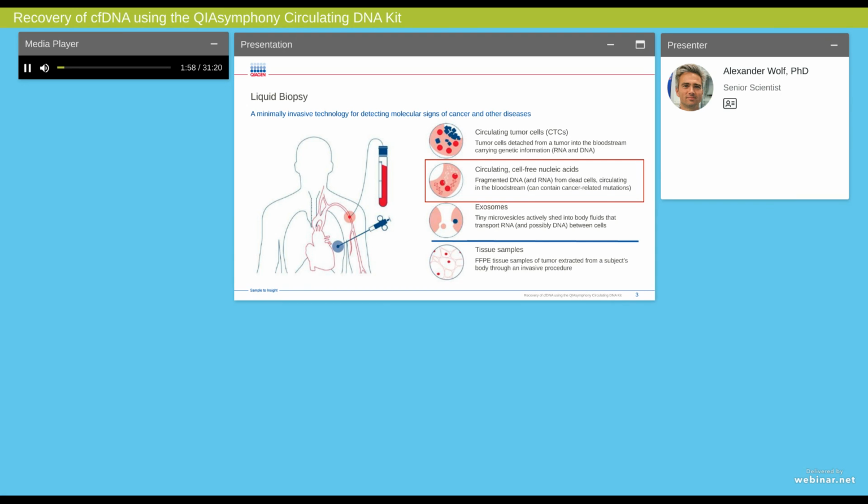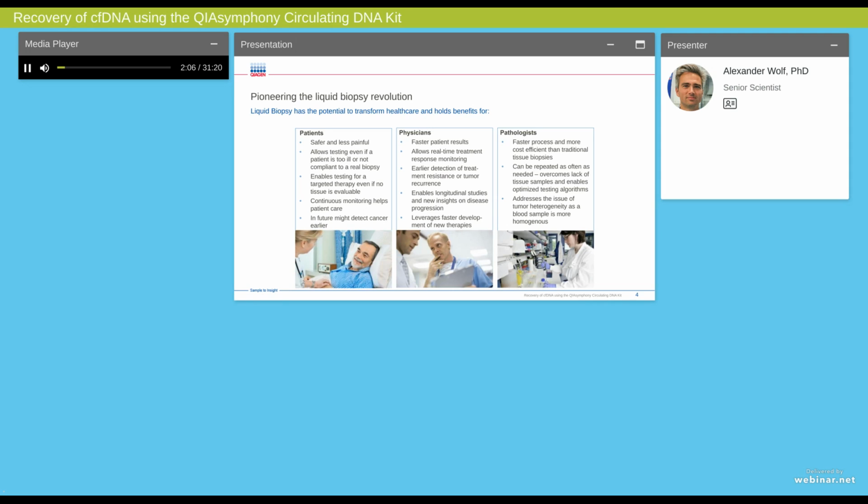The cell-free DNA is released from dying cells into the bloodstream. In more detail, it's the genomic DNA of a dead cell which is strongly degraded by DNases into short fragments with a half-life of several minutes in the bloodstream.